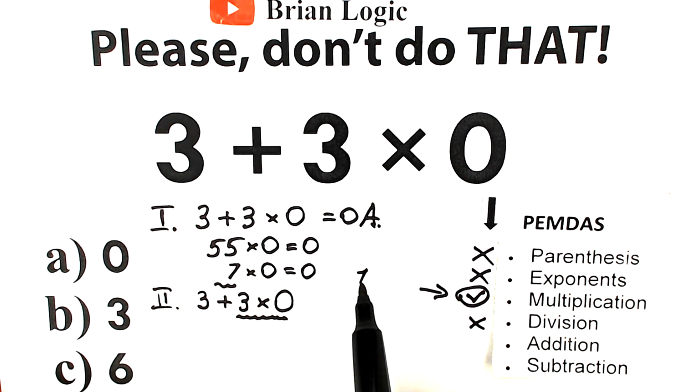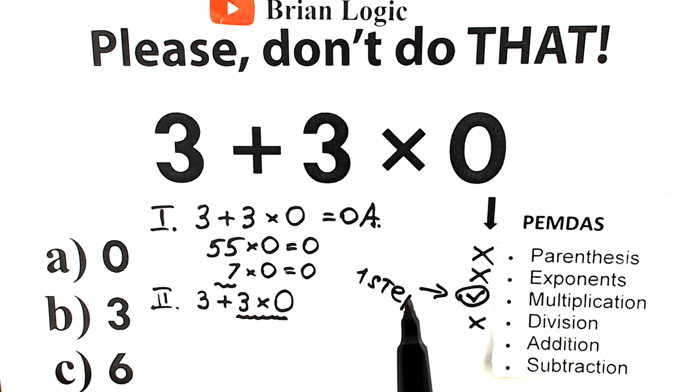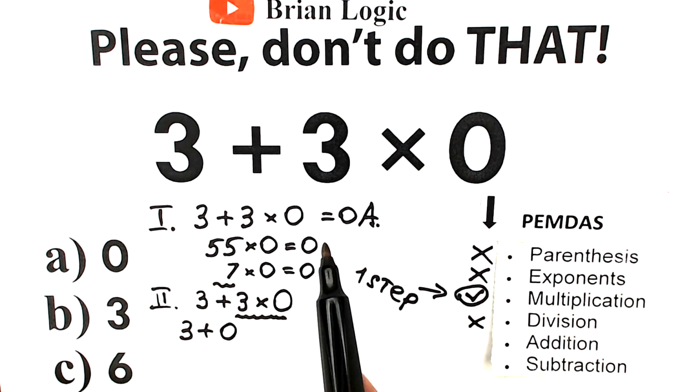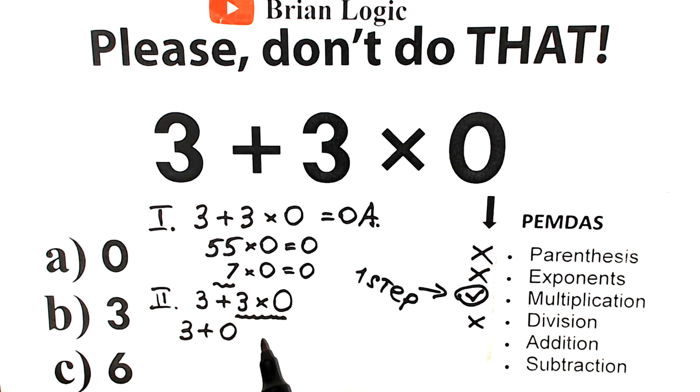Okay, this is our first step, is to solve this multiplication part. We have 3 plus 3 times 0 equal to 0. Okay, and this is a completely different solution from this one, because right here our correct answer looks like 3, because addition is our last step. Right here we have it. Right now we don't need order of operations because this is very simple addition right here.